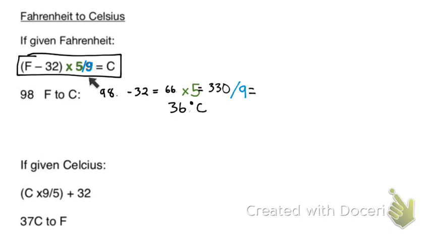If you're given Celsius and need to go to Fahrenheit, the equation is the exact opposite in a sense. Rather than multiplying by the fraction at the end, you multiply by the fraction first. The fraction is flipped, and rather than subtracting 32, you add 32. So it is the exact opposite equation in a sense. If we start with 37 degrees Celsius and we want to go to Fahrenheit, we'll multiply by 9, we'll divide by 5, then we'll add 32.